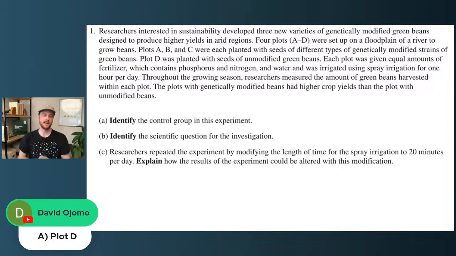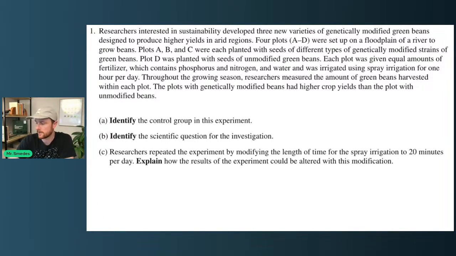But letter A, yeah, is going to be plot D. That's the control group. Most people are correctly identifying that.